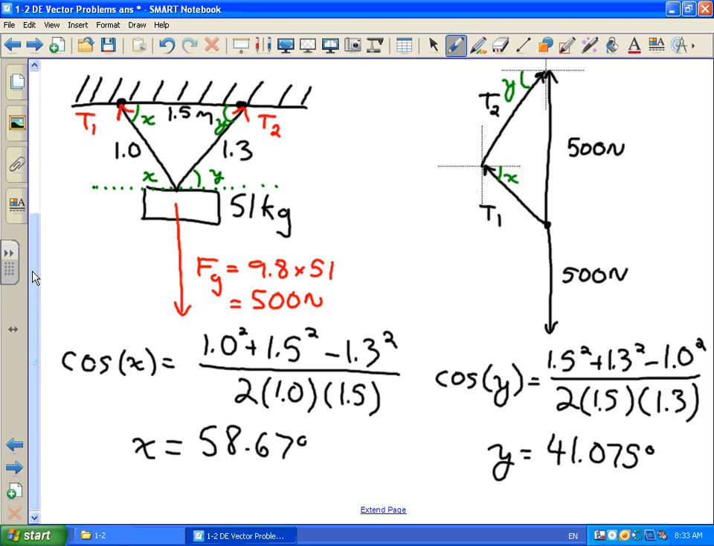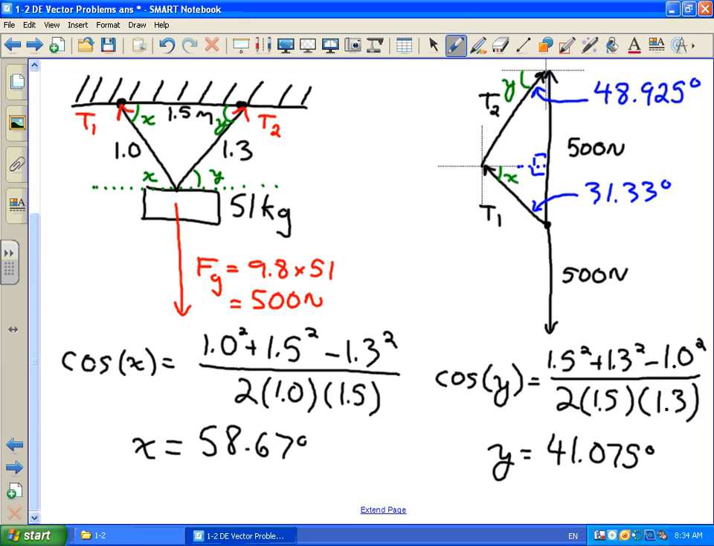So we already know what x is. We've got right angles in here and in here, so we can work out this angle in here is just going to be 90 minus y, so this is going to be 48.925 degrees. This guy down here is going to be 90 degrees minus x, so it's going to end up being 31.33 degrees. Okay. Now we have all the information we need to start solving our triangle.